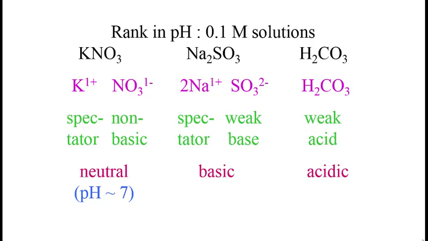We then reason that the sodium sulfite solution should have the highest pH and carbonic acid should have the lowest pH. Simply deciding what kind of compound we have, an acid or a base, helps us locate where in the pH range the solution should be. Concentration can affect the pH as well.